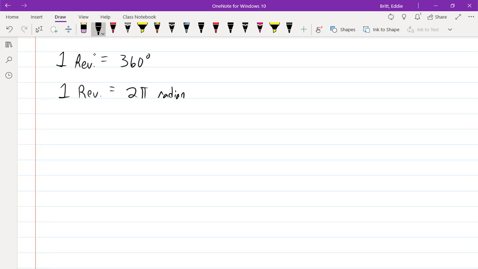Alright, so if 1 revolution is equal to both of these, then 2 pi radians is equal to 360 degrees. So that means that if we wanted to see what 1 radian is equal to in terms of degrees, we would divide both sides by 2 pi. And so that would give us 1 radian on the left side, and that would be equal to 180 over pi degrees.